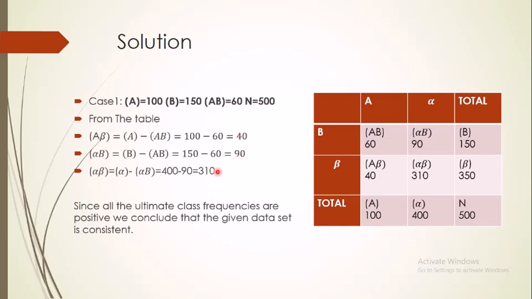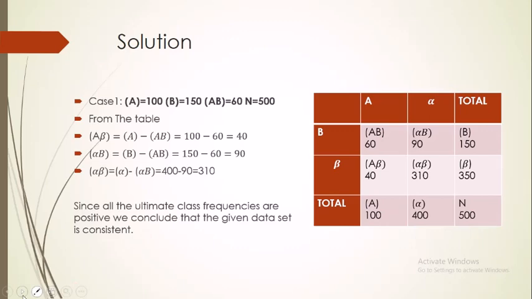Now since we got the three values, we can fill this up. I have already filled it up. And now we can see that there are no negative values for the ultimate class frequencies. What we got is 60, which is already given in the question, alpha B is 90, A beta is 40, and 310 is your alpha beta, which is positive. All these numbers are positive. Since all the ultimate frequencies are positive, we conclude that the data set in case 1 is consistent.